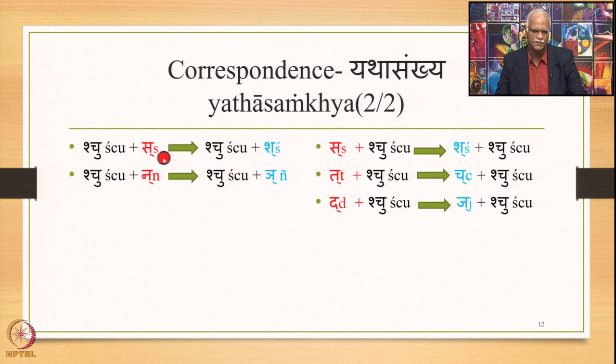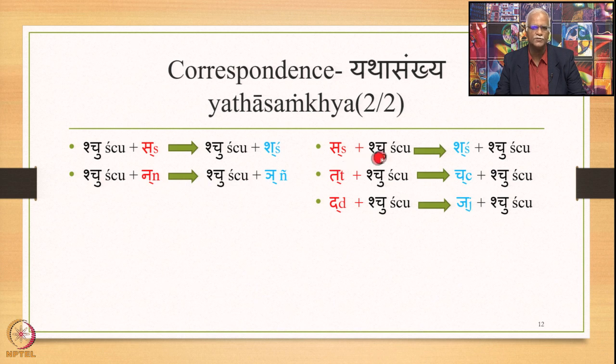So, ścu plus sa is the input and the output generated is ścu plus sh always. Similarly, ścu plus na is the input and the output generated is ścu plus ya. Na is the fifth consonant in the ta class and so in its place is substituted the fifth consonant in the ch class, that is ya.